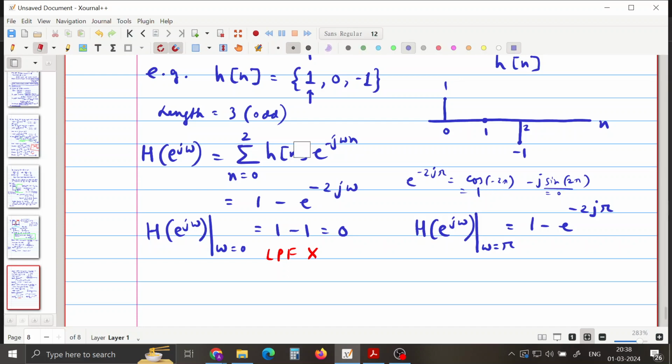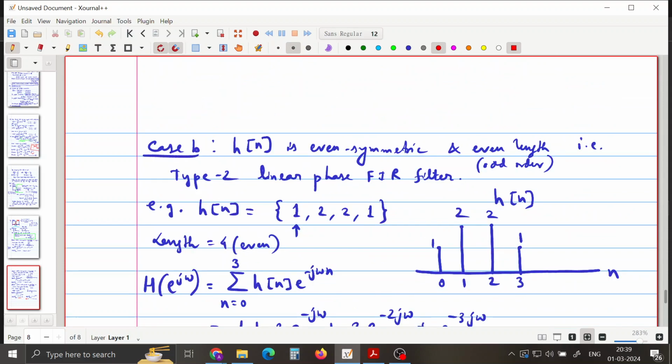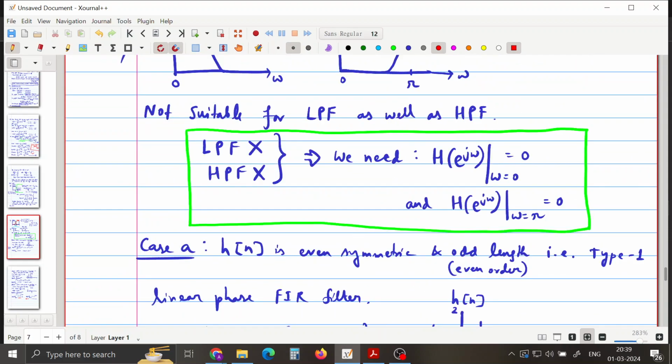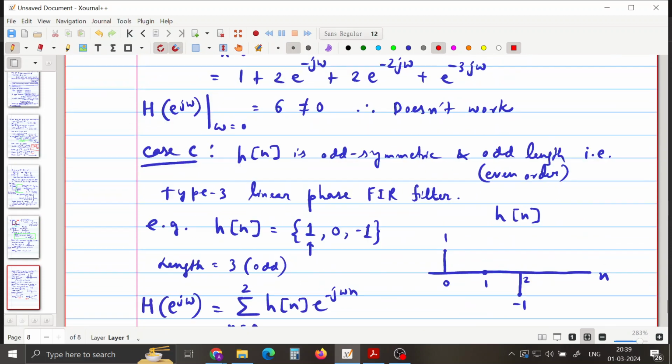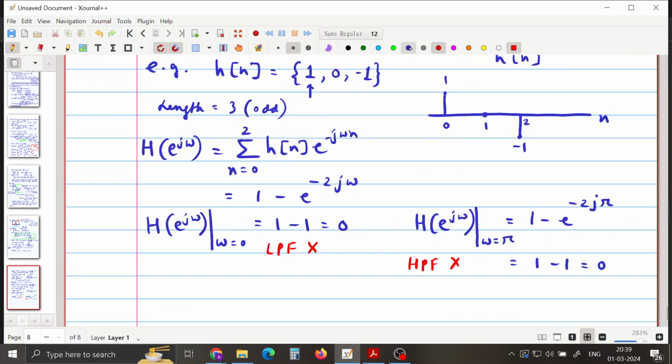So this is 1 minus 1, and again this also goes to 0, so therefore we can't design a high pass filter as well. So both the constraints that we needed in this green box are satisfied. Both the constraints are satisfied. So option C is the right choice. So therefore, this works.